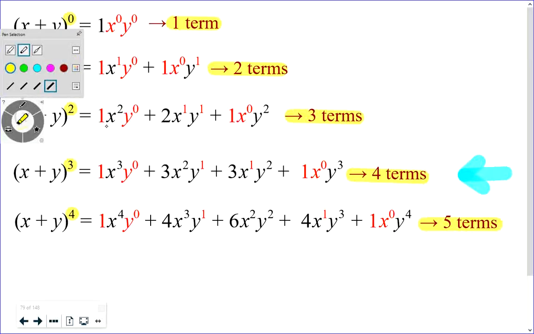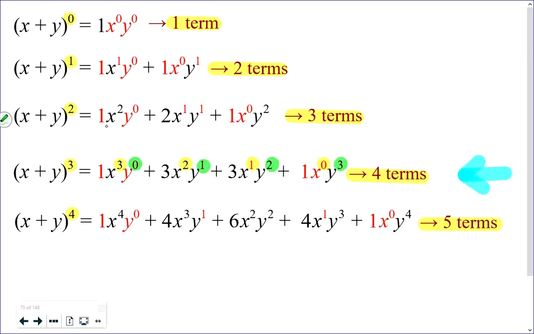So I'm talking about the fact that that is a 3, and then it goes down by 1, down by 1, down by 1, and we're out of x's. Whereas at the same time, simultaneously, the y starts off with nothing, and every time x goes down by 1, y goes up by 1. It's like it's handing off one of the exponents.